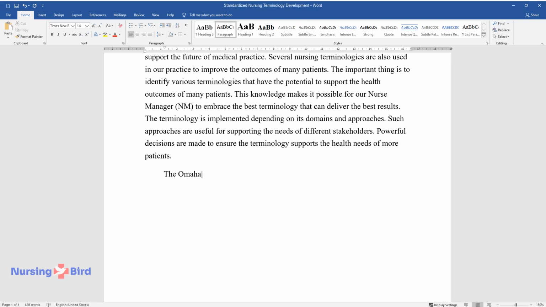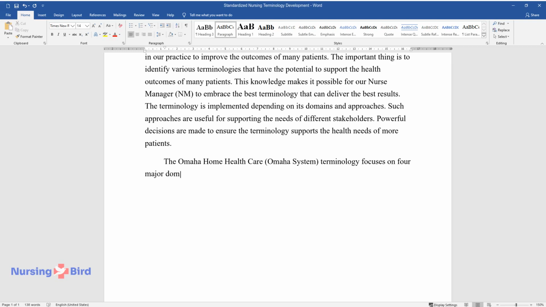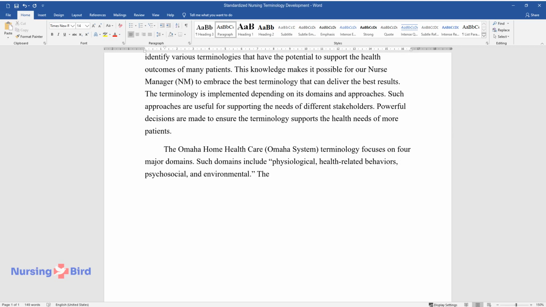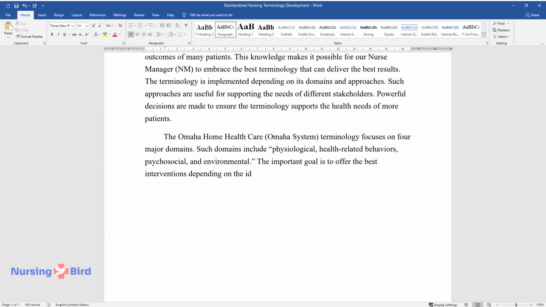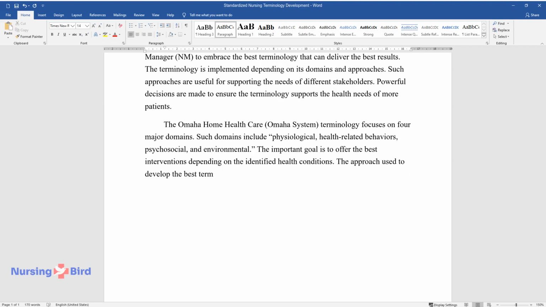The Omaha Home Healthcare (Omaha System) terminology focuses on 4 major domains. Such domains include physiological, health-related behaviors, psychosocial, and environmental. The important goal is to offer the best interventions depending on the identified health conditions. The approach used to develop the best terminology follows a unique path.